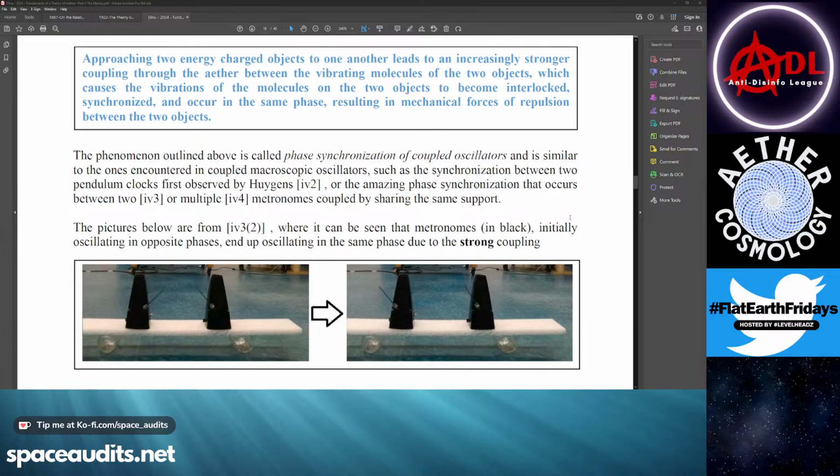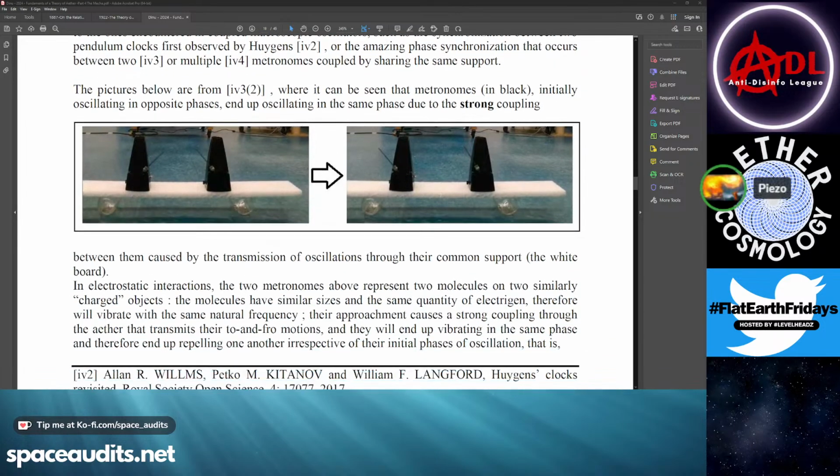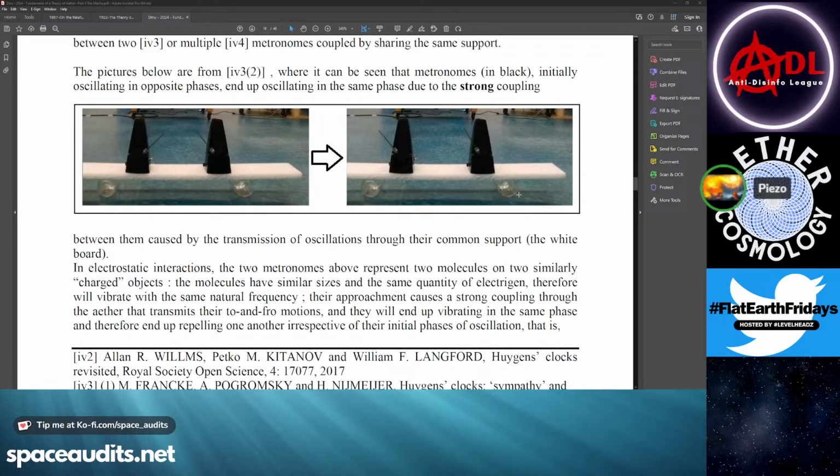What? The pictures below are from reference 4.3 sub 2, where it can be seen that metronomes in black, initially oscillating in opposite phases, end up oscillating in the same phase due to the strong coupling between them caused by the transmission of oscillations through their common support, the whiteboard. Dude, I didn't know that.